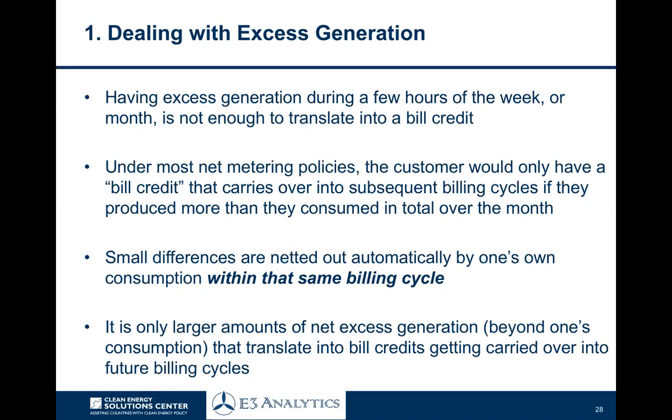Small differences would be netted out automatically by one's own consumption within that same billing cycle. So for most small fluctuations, it cancels out within the same billing cycle. The case of the July household that goes on holiday is opposite here, because the household that's away on vacation will have for that whole month significant net excess generation that they will then need to carry over into the subsequent billing cycle. That's where net metering really becomes valuable.